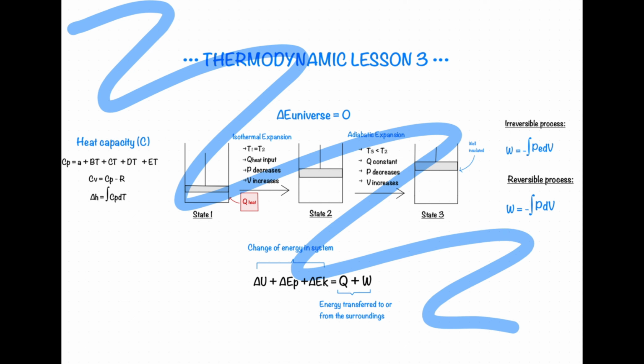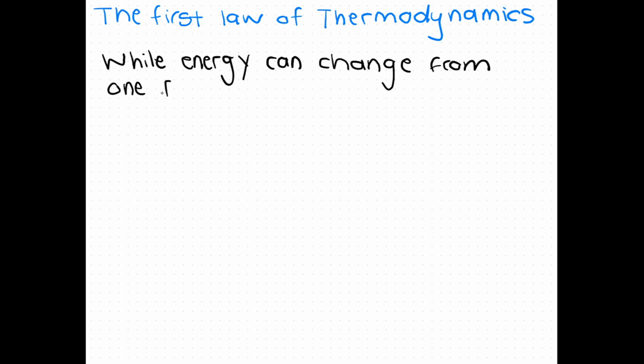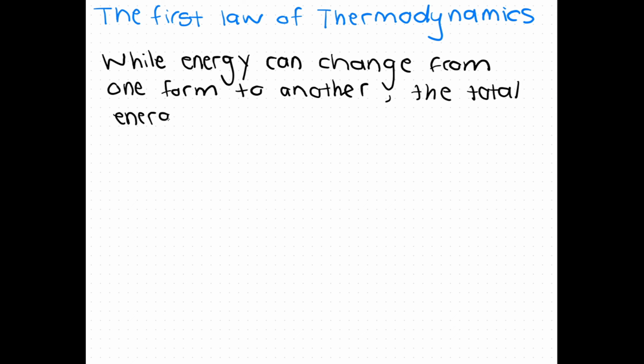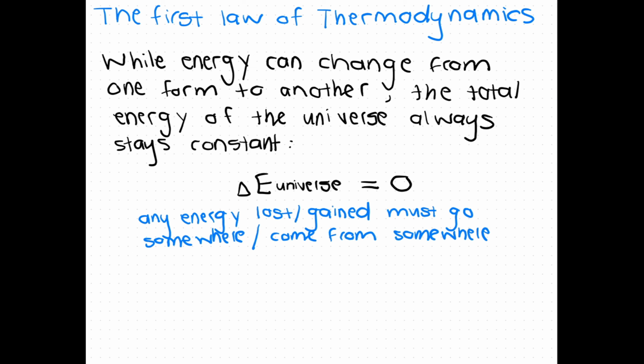Let's get started. The first law of thermodynamics states that while energy can be changed from one form to another, the total energy of the universe is constant. In other words, any energy that is lost or gained must go somewhere or come from somewhere. Energy cannot be created or destroyed.